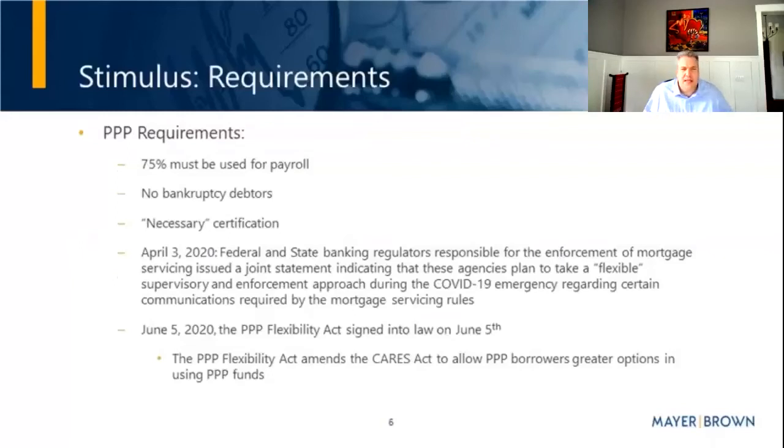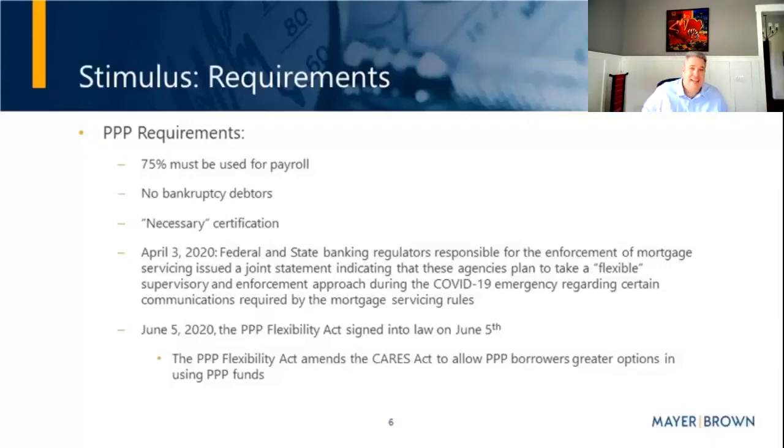A couple of the requirements: the idea for the program was that it would be 75% used for payroll. You couldn't be a bankruptcy debtor. There was a necessary certification. We'll talk about that. But at the end of the day, that program started to roll out towards the end of March. By April 3rd, there was already a joint statement by federal and state banking regulators that they would be flexible as to the requirements of the program. Just a couple months later, there was literally a Flexibility Act signed into law, which gave greater latitude in what any entity who received PPP funds could use the funds for.